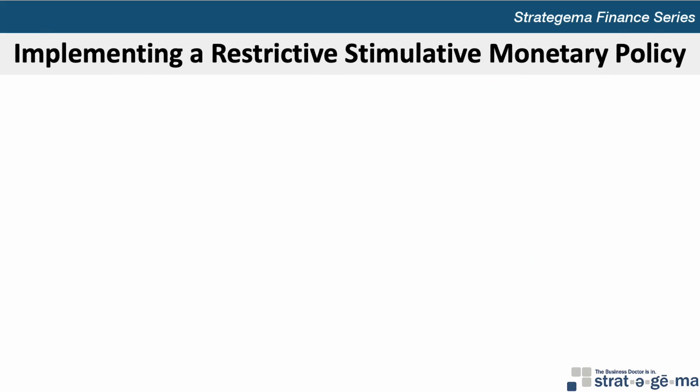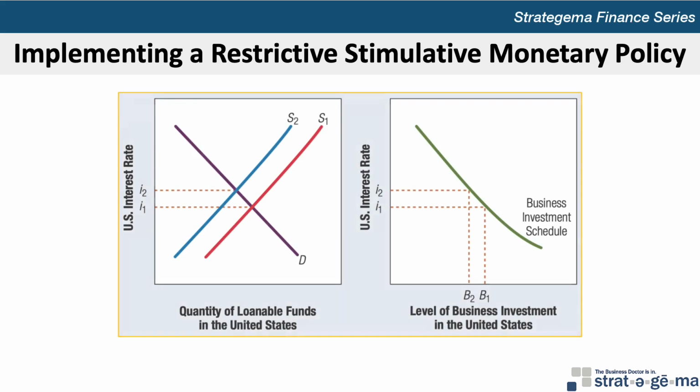Next, let's consider the effects of implementing a restrictive monetary policy. When excessive inflation is the main concern, the Fed can implement a restrictive or tight money policy, which will result in a decrease of loanable funds and an increase in market interest rates. As an example, let's assume that the Fed's action causes a decrease of $5 billion in loanable funds. The quantity of loanable funds supplied will now be $5 billion lower at any possible interest rate level.